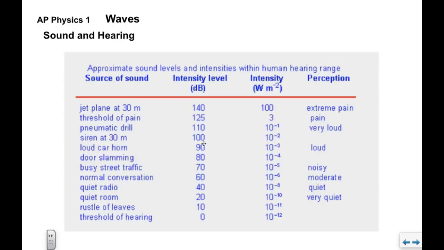140 would probably be enough to make you bleed from the ears. So they have extreme pain. I think that's on the conservative side.